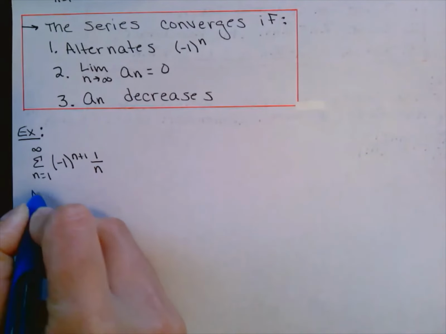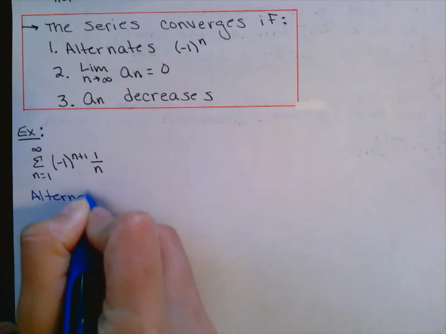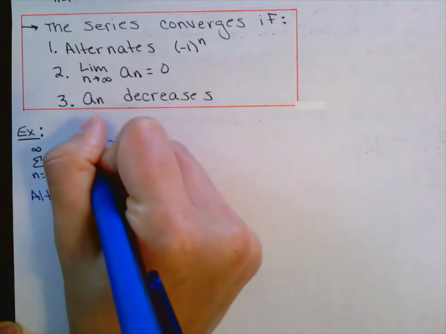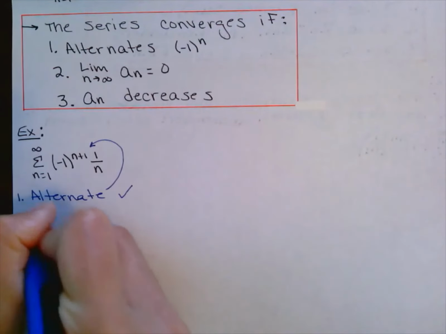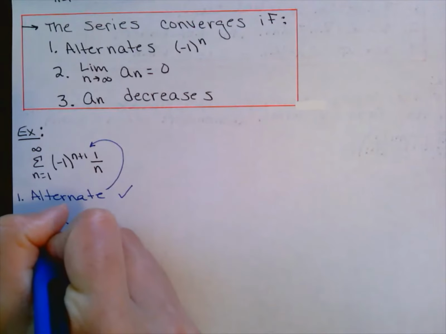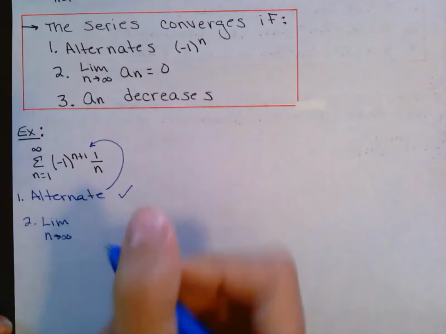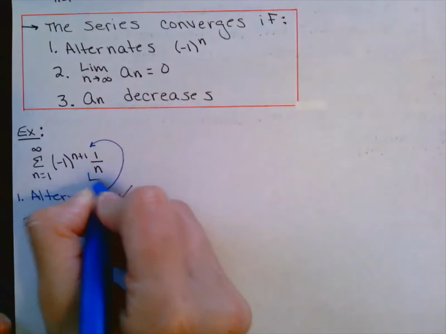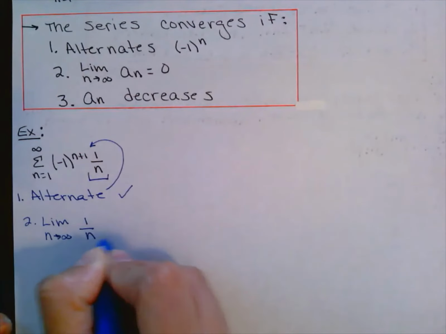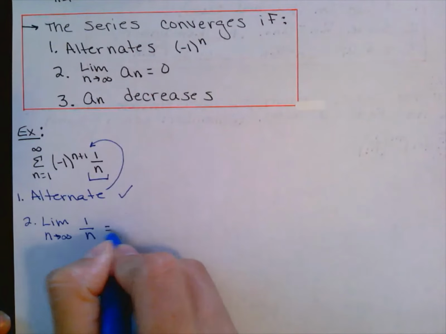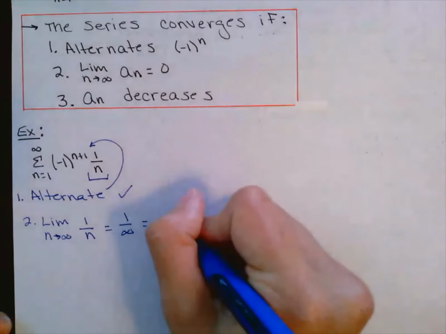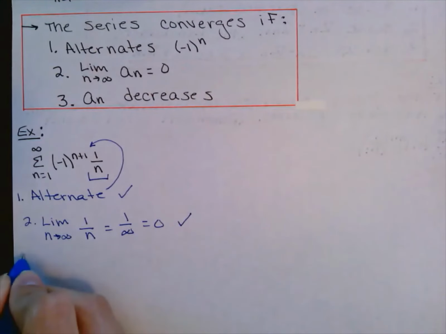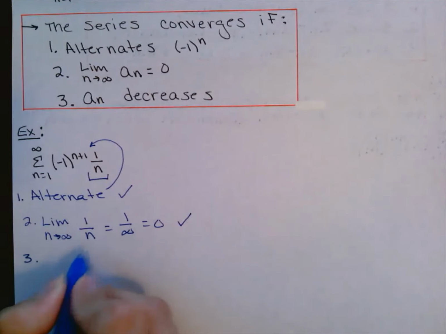First question is, does it alternate? Okay, well, I can spot that right there, so my answer is yes. Next is, does the limit as n approaches infinity of a sub n, which is just this portion, 1 over n, equal 0? Well, this gives me 1 over infinity. This is bottom heavy, so this equals 0. We're good.